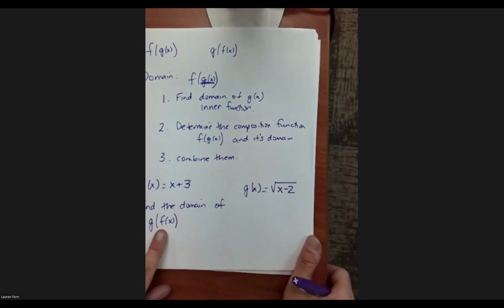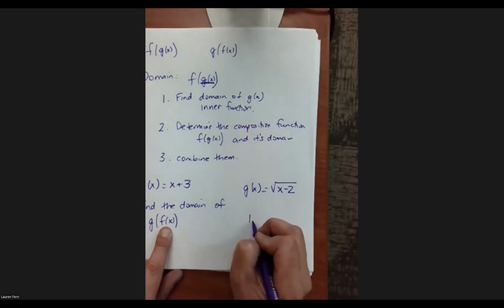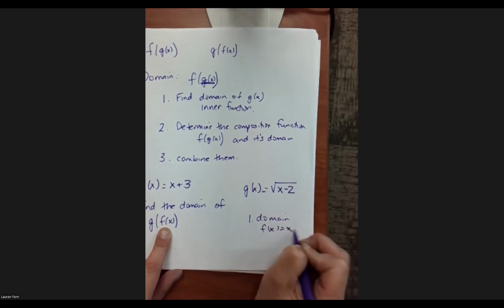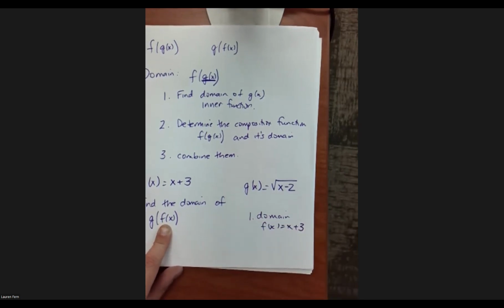Okay, what step one tells us is we first have to find the domain of the inner function. What is the domain of f of x equals x plus 3? Yeah, we have all reals, no restrictions, right? Because you don't have to worry about taking the square root of a negative number, and you also don't have to worry about dividing by 0. You with me there? Okay, so we did the domain of the inner one. Now we have to find g of f of x.